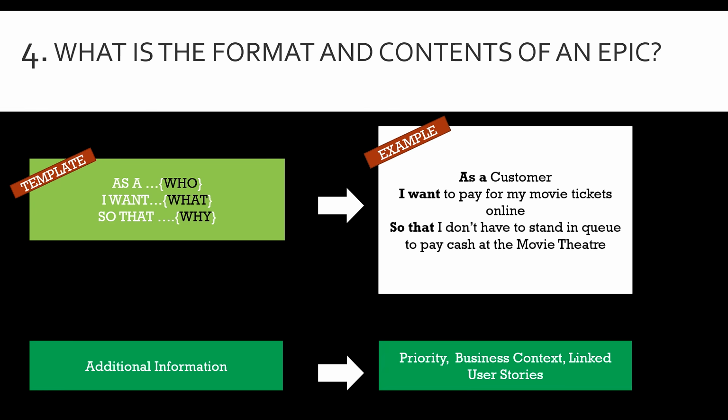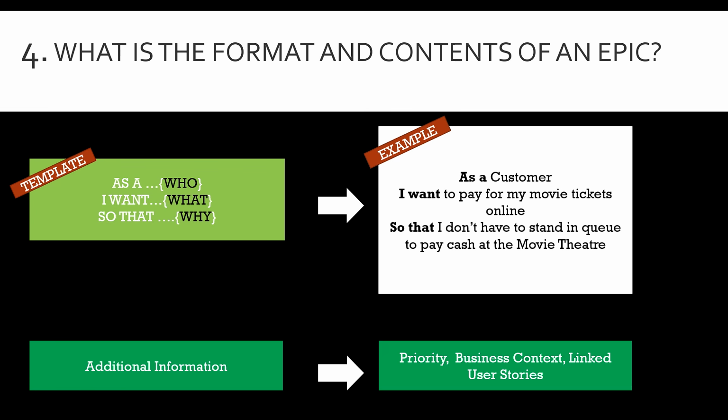It captures the requirement in this particular format, and it also has some additional information like priority. What is the priority of the requirement? Is it a must, should, or could? Or if you're using ranking, it can be prioritized as 1, 2, 3, 4, and so on. It all helps in the prioritization of the backlog so that the highest value item is delivered first.